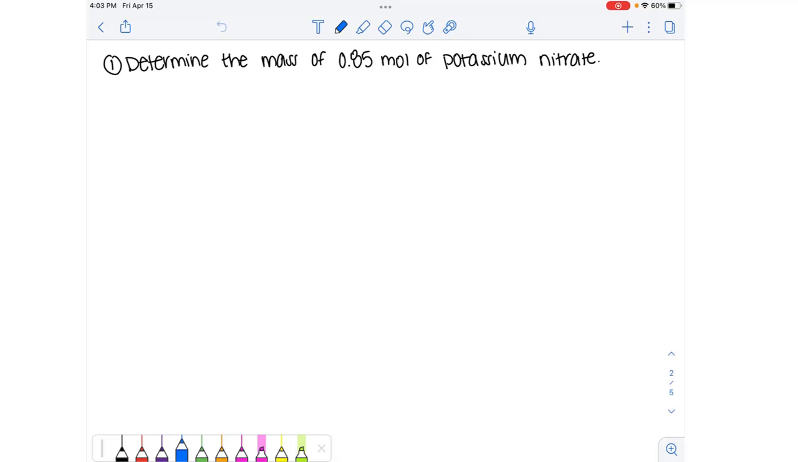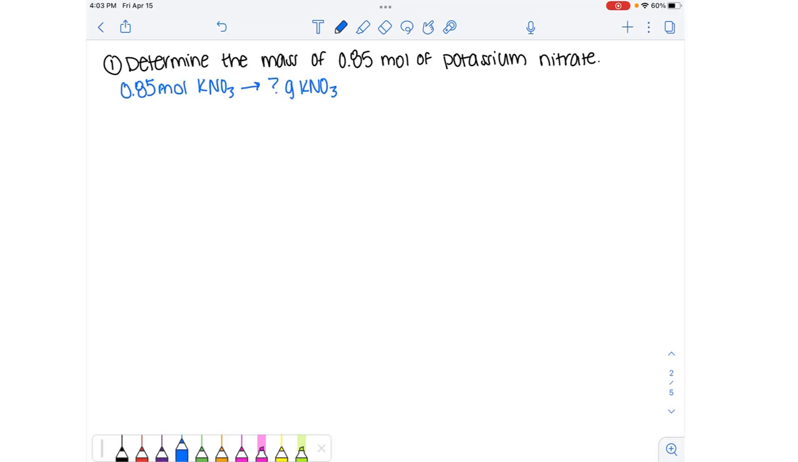In this problem, we're told we have 0.85 moles of potassium nitrate. So what are we trying to figure out in this question? We are trying to take this number and convert it to a quantity of mass, and units of mass are in grams. So we're trying to get 0.85 moles to grams of potassium nitrate. We're working with the same substance here, so all we need to be able to do is figure out what's the ratio that takes us between moles and grams.